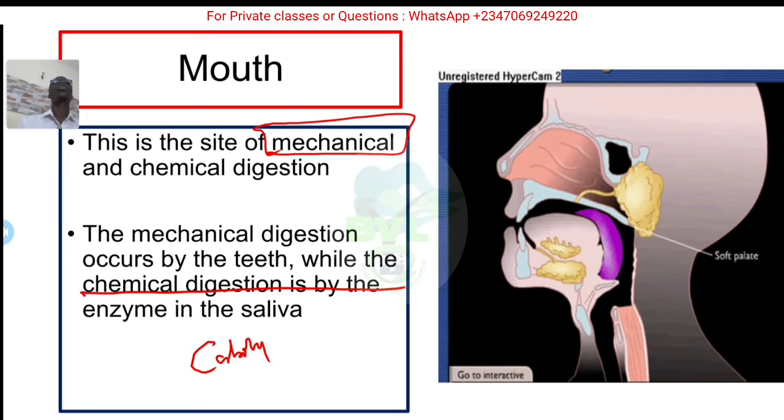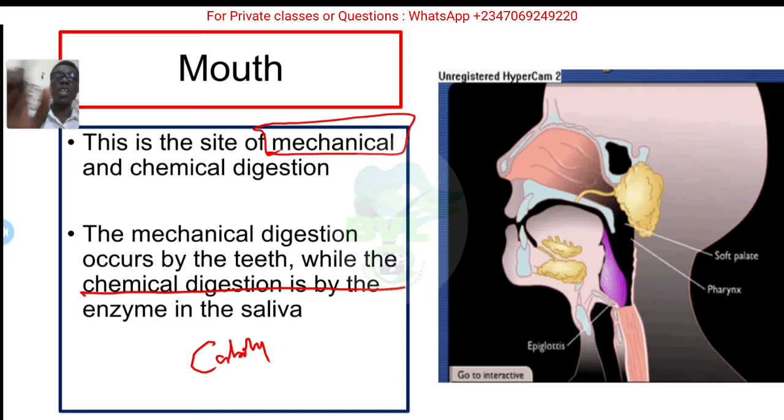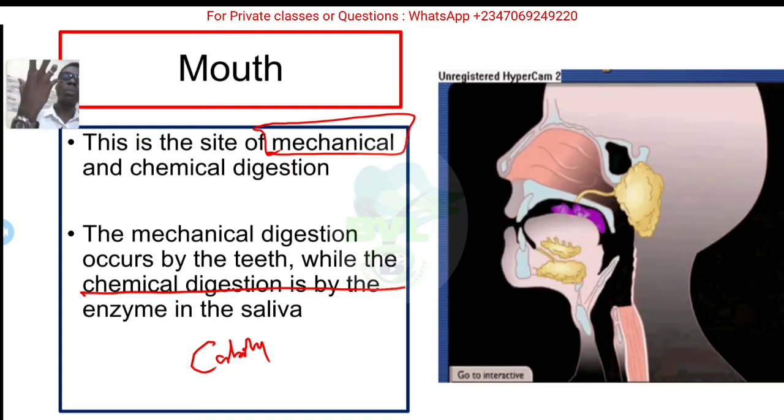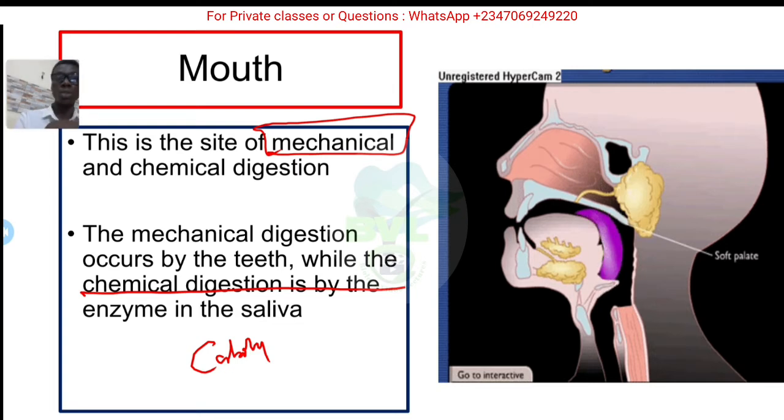So if you are asked, where does the digestion of carbohydrates start? It starts in the mouth. Why? Because saliva contains salivary amylase that will partially break cooked starch into maltose. So digestion of carbohydrates starts in the mouth, but other food substances do not start being digested in the mouth. All right, so I hope you're able to get that balance.